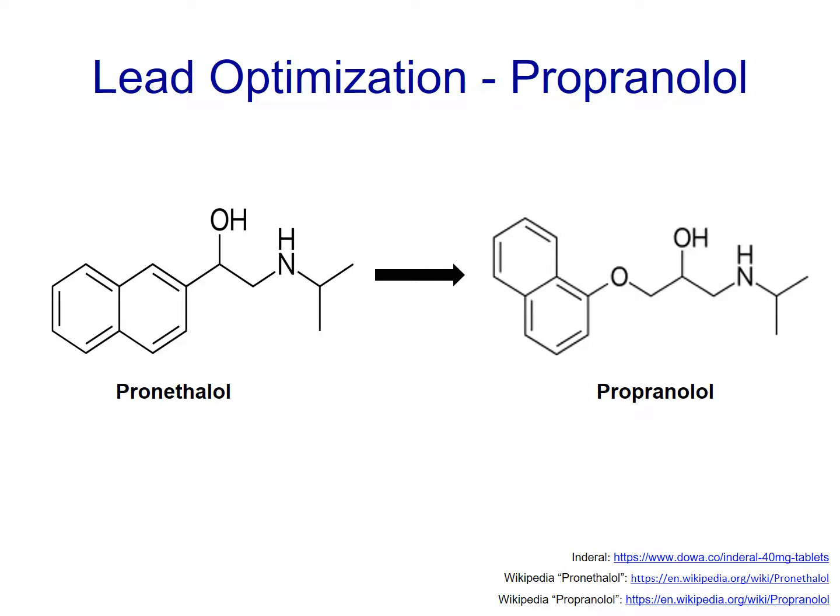The structure of propranolol differs slightly from the structure of pronetholol in that it has an additional oxygen between the aromatic rings and the carbon containing the alcohol group. Aside from having less toxic side effects, propranolol was shown to be about 10 times more active than pronetholol in antagonizing increases in heart rate.